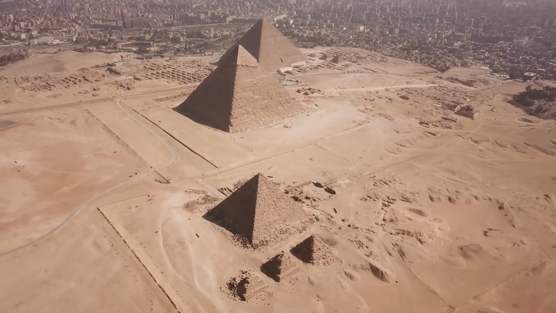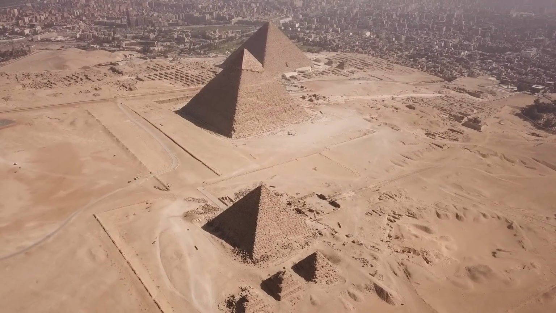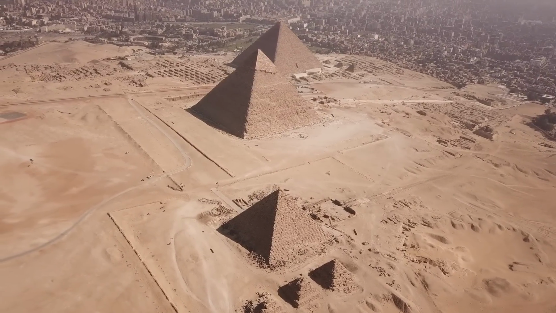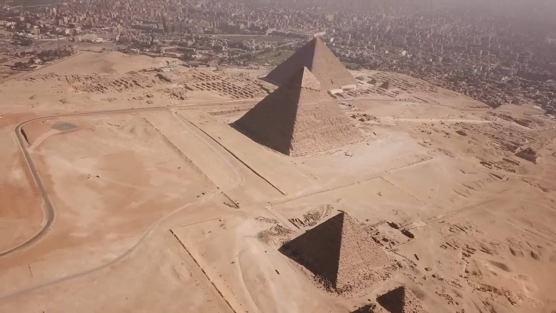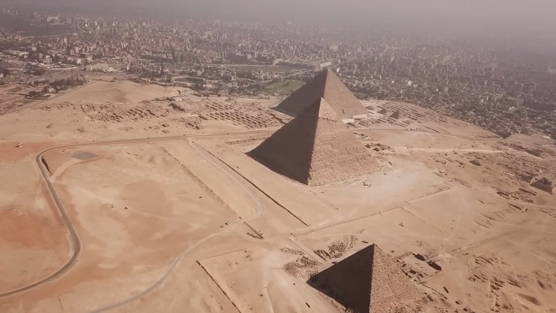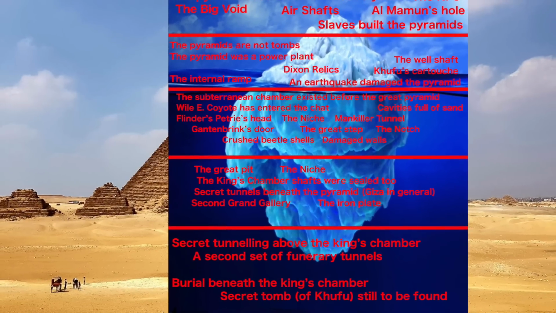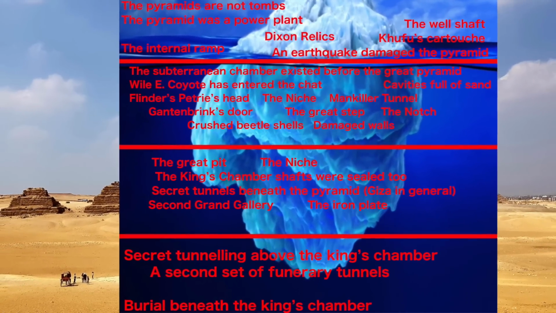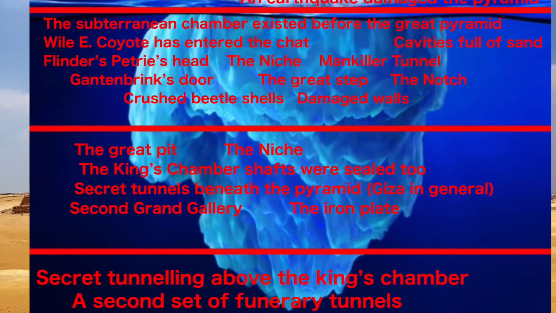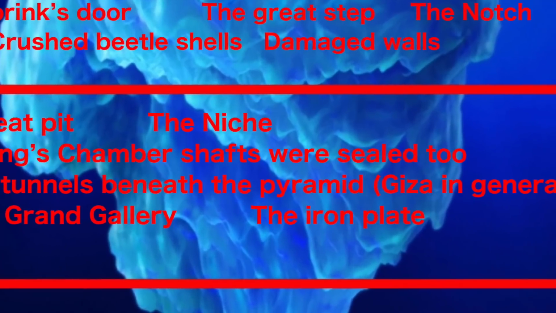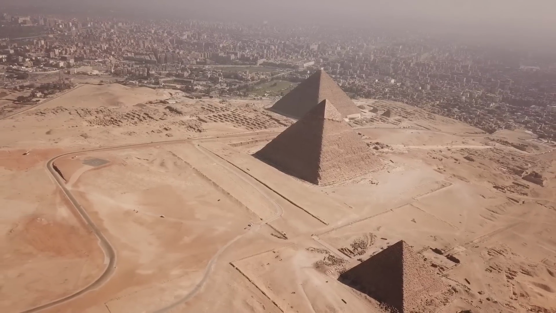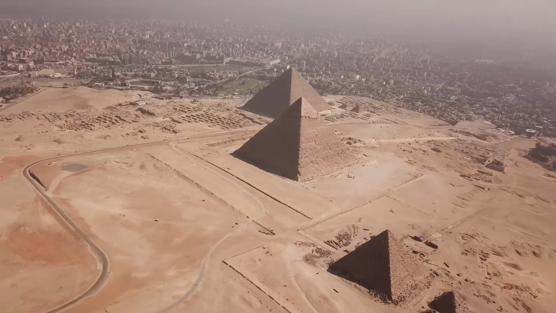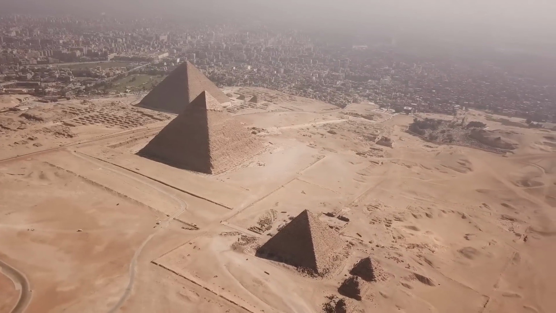And that takes us nicely into level 4 of the Iceberg chart. And the first entry on this level of the Iceberg chart is related somewhat to the previous one we were just talking about. And that is the King's Chamber shafts were sealed too. Now, this is something very interesting to think about, and that is the very recent proposition that the King's Chamber shaft entrances, or exits, into the chamber itself were originally sealed, just like those in the Queen's Chamber.